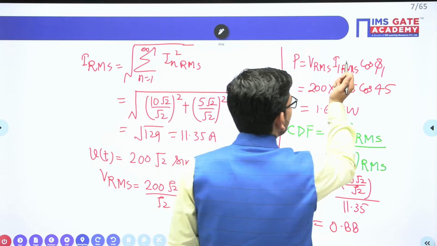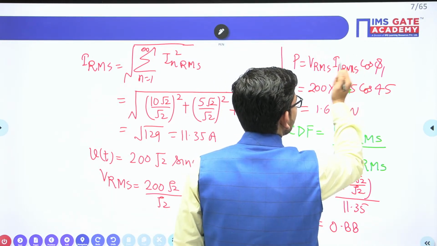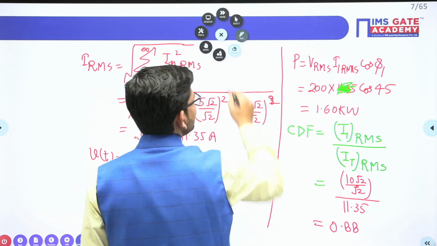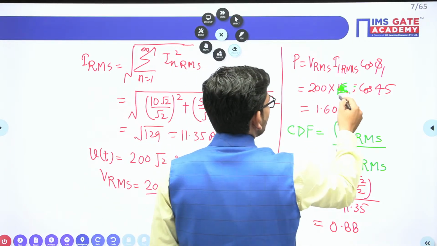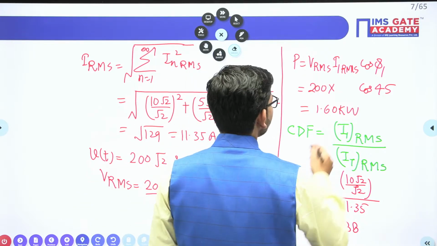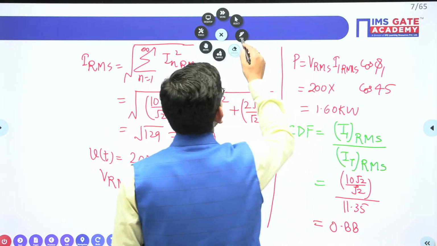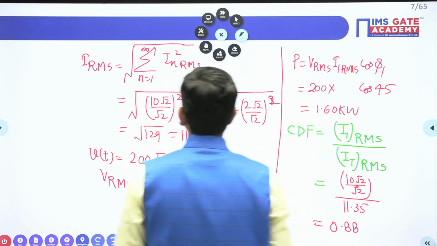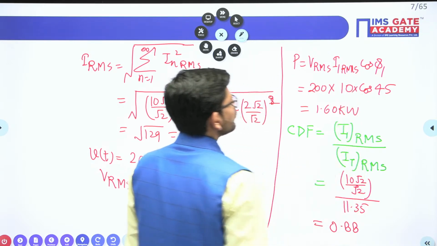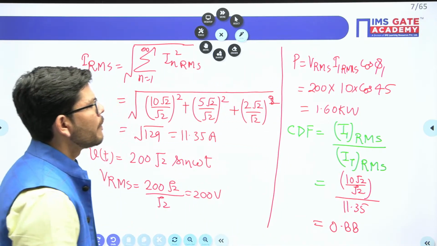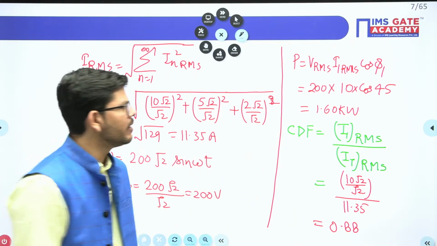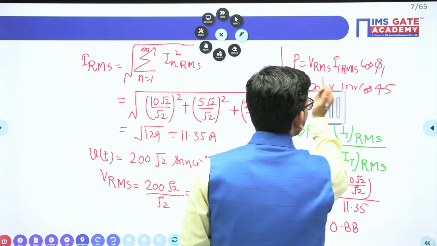So instead of putting 11.35 here, the RMS value of the fundamental component will be what? The RMS value of the fundamental component will be 10 root 2 by root 2, that is 10. So it will be 2000 by root 2. So how much is 2000 by root 2? Can anybody tell me?